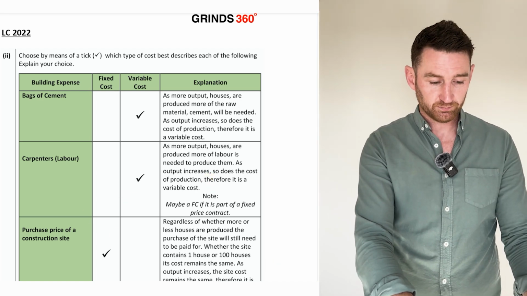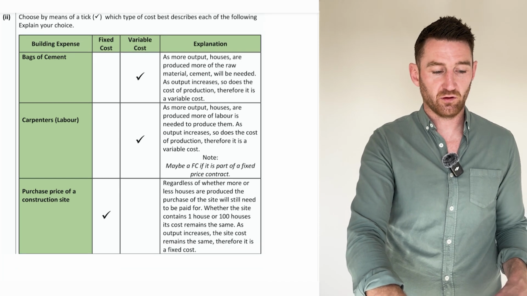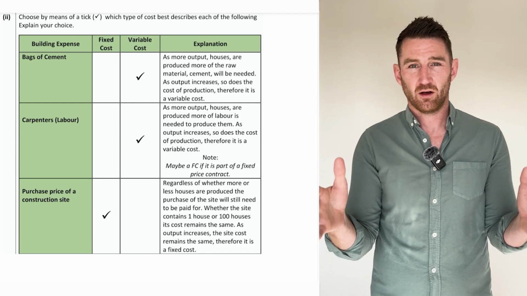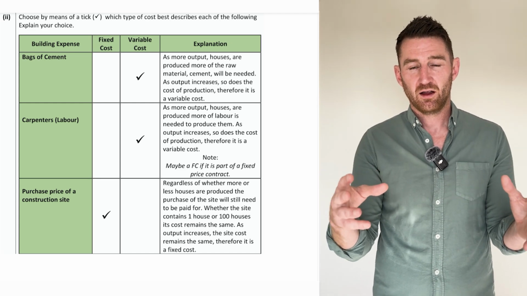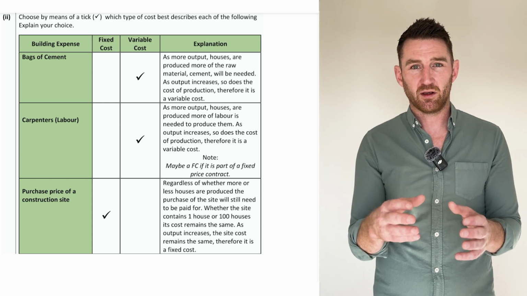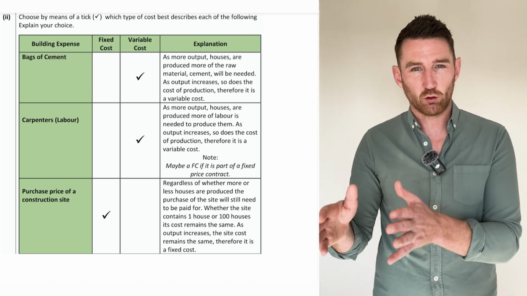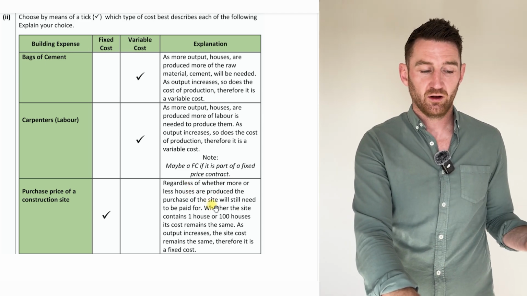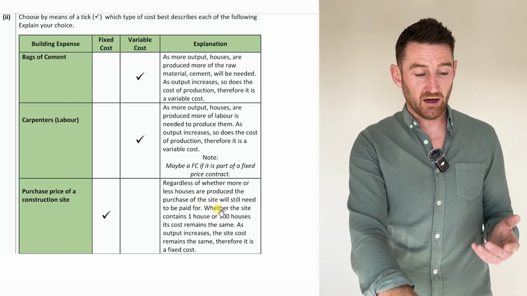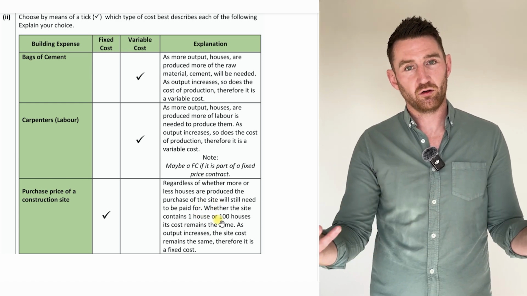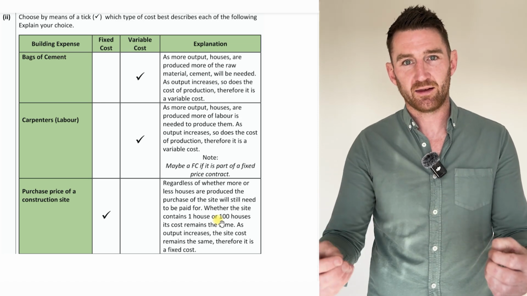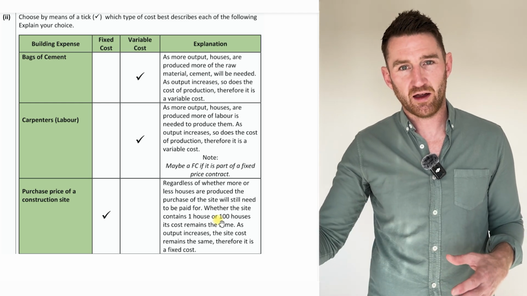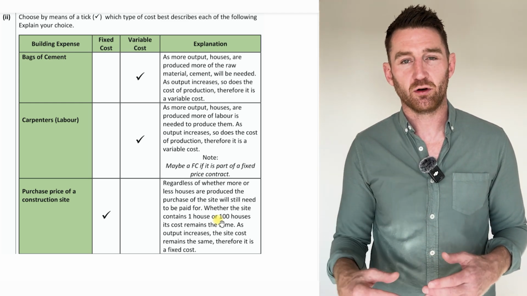And then the last one was the purchase price of a construction site. We're assuming here that the site is purchased in advance, so now the builder is left with a vacant site. It doesn't matter how many houses they build, whether it's 1, 2, 10, they've already paid that. So it's an example of a fixed cost. Regardless of whether more or fewer houses are produced, the site will still need to be paid for. It doesn't matter whether one house or 100 houses are built on it, the cost remains the same. And that's the key thing with fixed cost: they stay the same regardless of output. They do not increase as output increases.